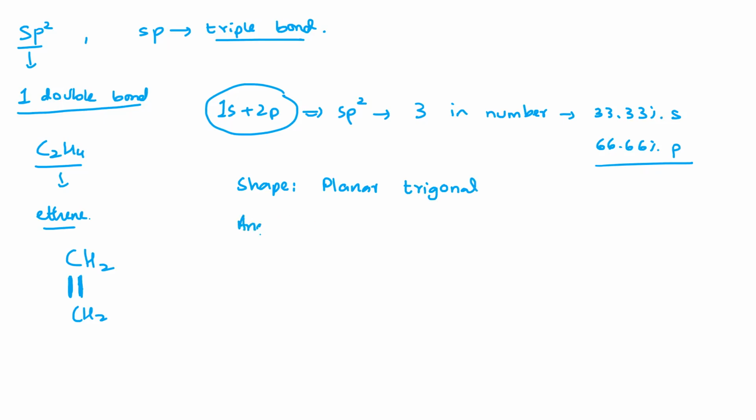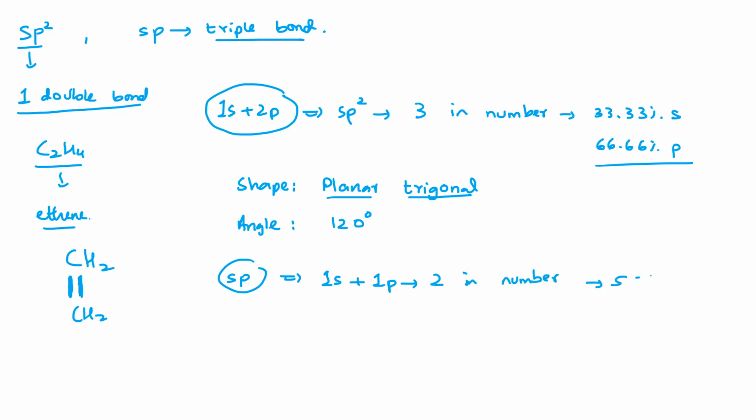Pyramidal. No, the angle would be 120. Okay. And then we are left with SP. So SP would be something like 1S combining with 1P, so that would be 2 in number. And since there are only 2, 50% would be S properties and 50% would be P properties. So that's the shape of a linear structure, and the angle would be 180 degrees.